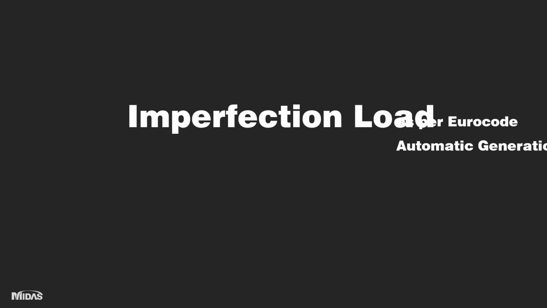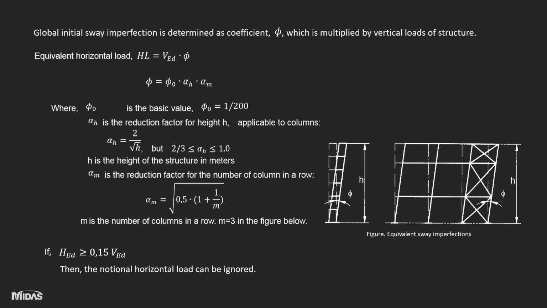In Eurocode, we need to consider the imperfection load as well. As you know, imperfection load is quite important in the Eurocode concept. So in Eurocode imperfection, we need to consider the equivalent horizontal load on the structure. When you calculate this equivalent horizontal load, HL value, we need to consider V for the vertical load for the structure and phi. For this phi, we need to consider also phi 0 and alpha h and alpha m.